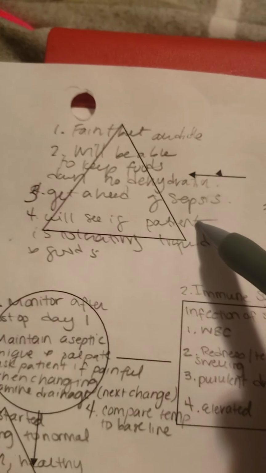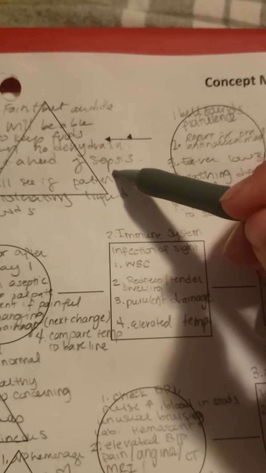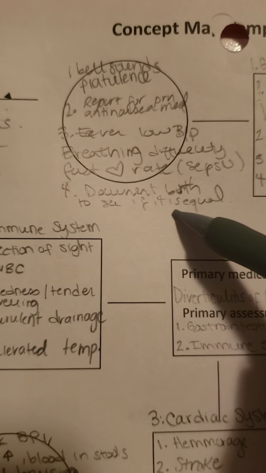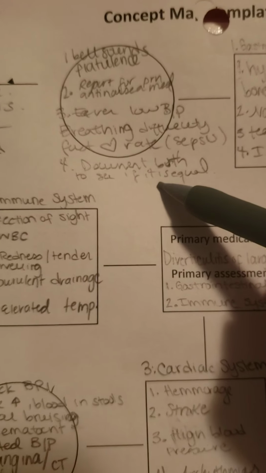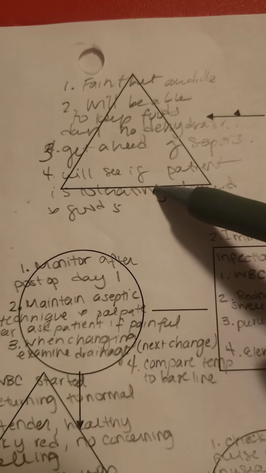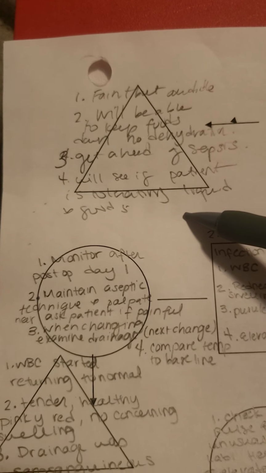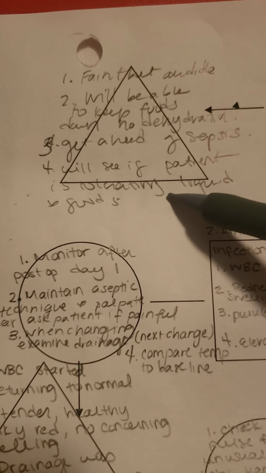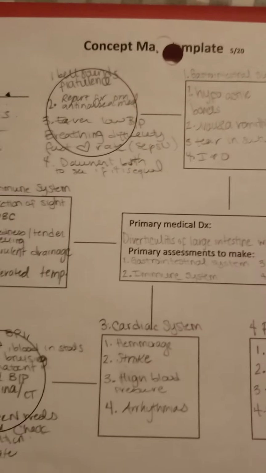If you have any of those, you want to get ahead of the sepsis, because you don't want to go into septic shock if that fecal matter is leaking into the patient. Then we want to watch for I&Os, and we want to document those to make sure it's equal, make sure everything's working correctly after the patient just had surgery. And then you will see if the patient is tolerating liquids and food, and if not, is there a blockage? Is there not a blockage? Why is the patient not handling those well?